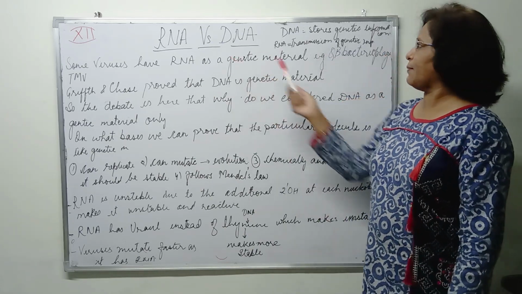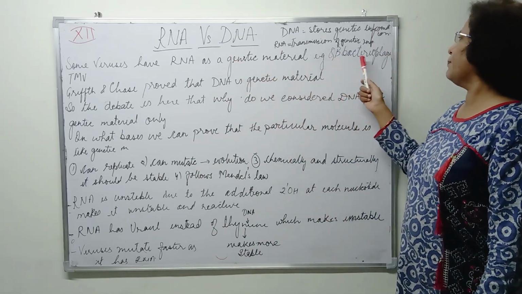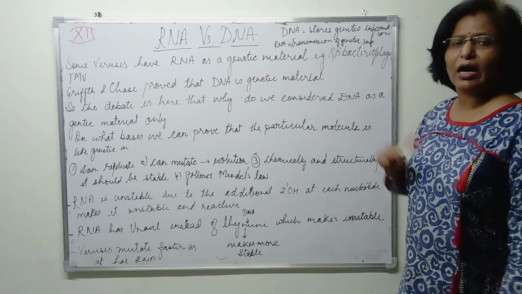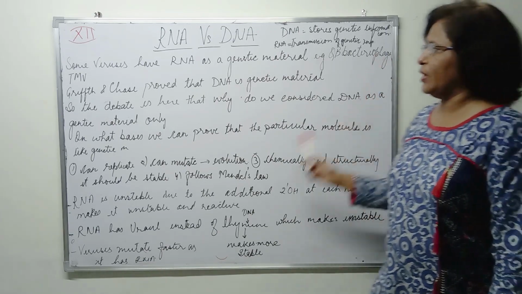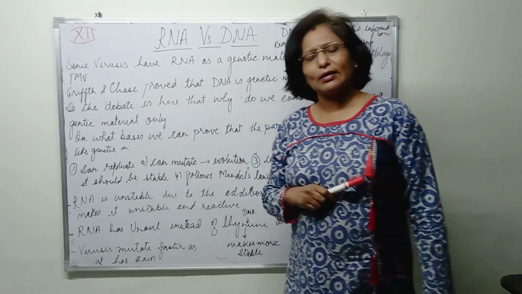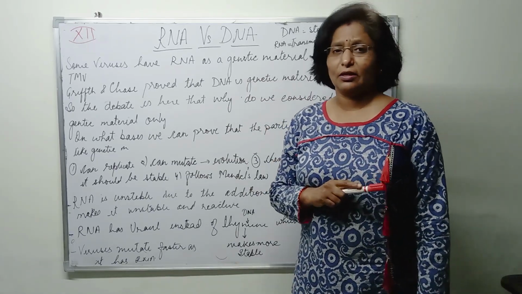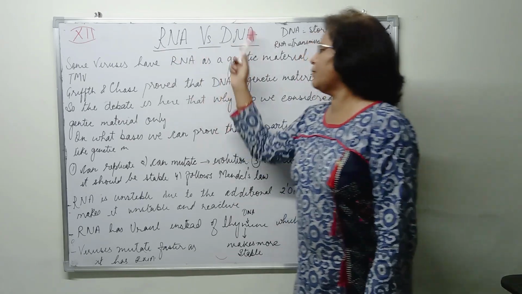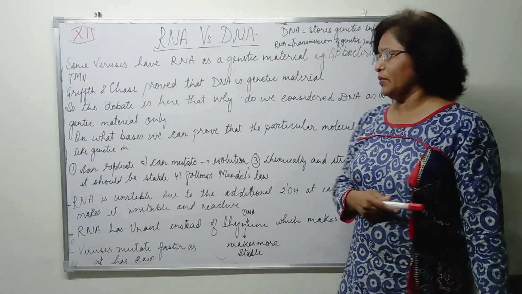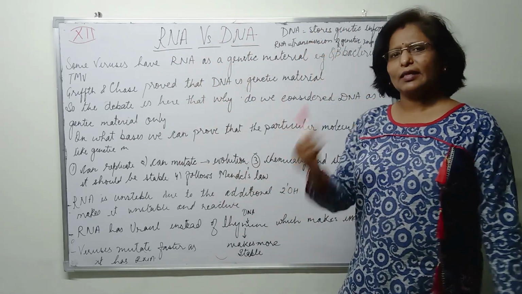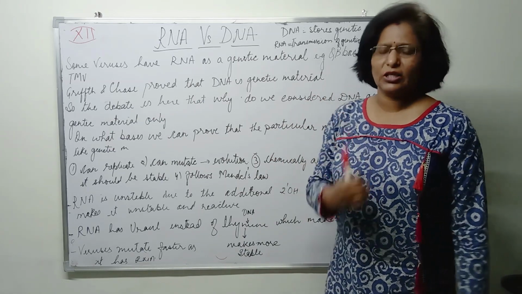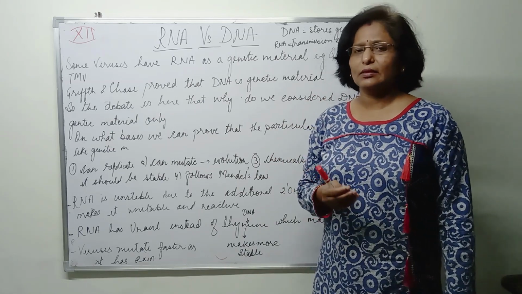For example, Q beta bacteriophage also has RNA as a genetic material, and the tobacco mosaic virus also has RNA as a genetic material. So this topic became debatable amongst the scientists, and for that they made a criteria, with different points.